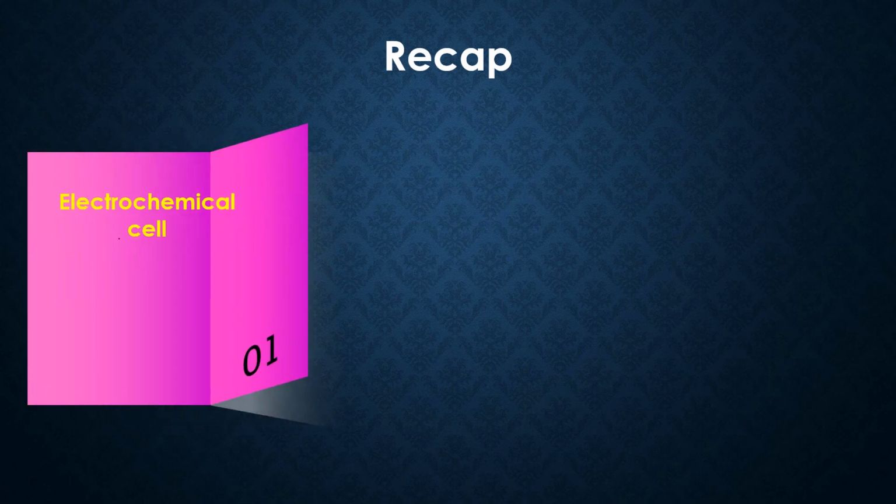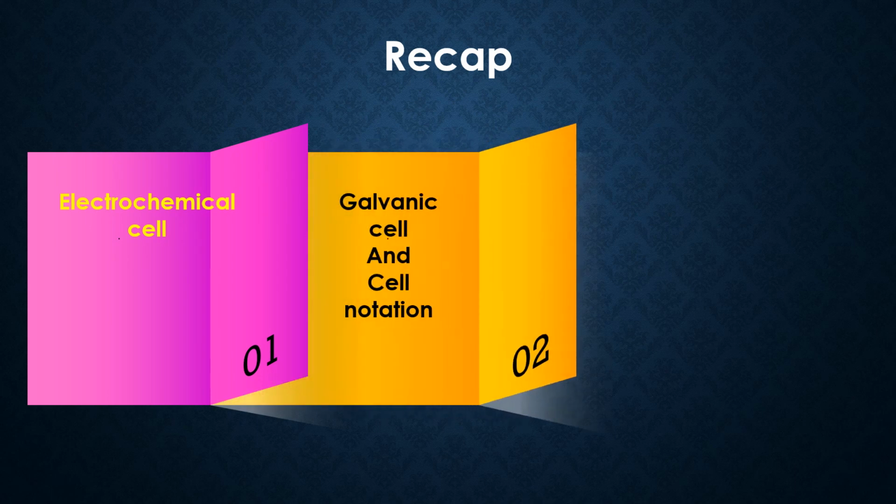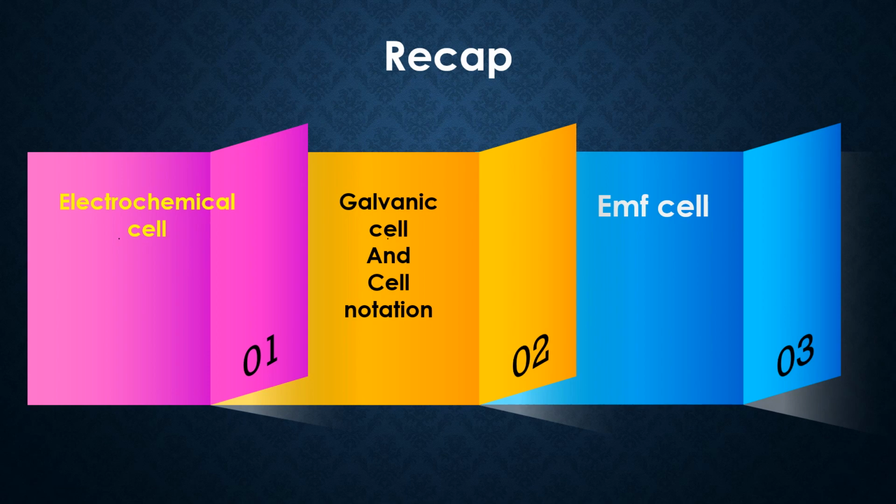I'll give you a small recap of our section. What we have learned here: electrochemical cells, galvanic cell, cell notations, EMF of the cell and standard hydrogen potential. So you know that electrochemical cells were very useful in olden days. The galvanic cell and cell notation, you know, the salt bridge representation: the two vertical lines represent a salt bridge and one single vertical line represents a boundary.